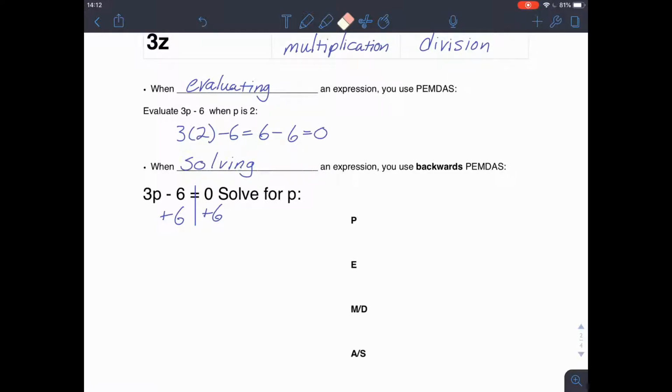So when I add 6 to minus 6, since those are opposites, they add to 0. So I'm left with 3p equals whatever 0 plus 6 is, which is 6. Now I see that the only operation left is multiplication between the 3 and the p. So I'm going to undo that multiplication by dividing by 3 on both sides of my equation. 3 divided by 3 equals 1 because they are multiplicative inverses. And then 6 divided by 3 is 2. So when I solve this equation here, I am left with p equals 2.